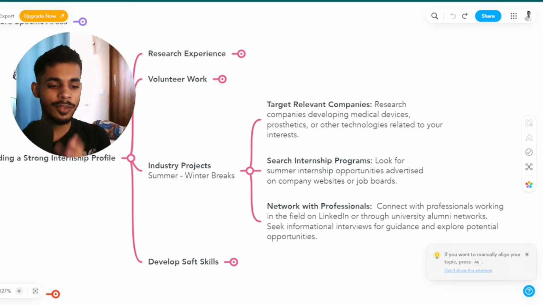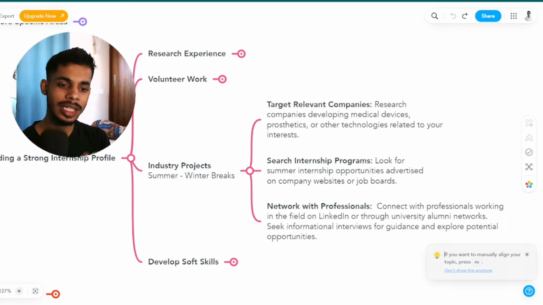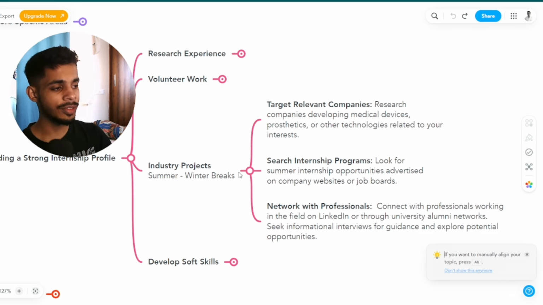So if you do not prepare in first year and second year, then in third year, all of a sudden, if you have to do an internship, you cannot get it in today's industry, right? So be very specific and be very careful about that.